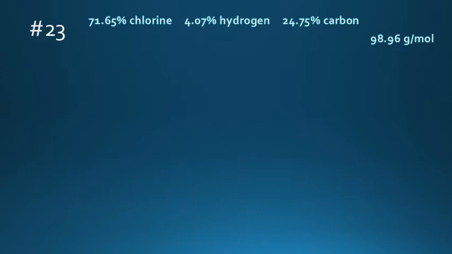Well, the first thing we want to do is assume that I have 100 grams. If I have 100 grams of this substance, then 71% of 100 is 71 grams. And that becomes grams, and we're good to go. So what's your first step to finding the empirical formula, because that's the first thing we're going to have to do to get to the molecular formula? Well, I've got to find the moles of each one of these.